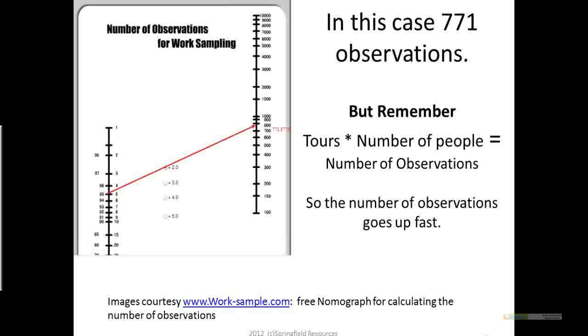Now, that sounds like it's a huge amount of work, but remember, the number of tours times the number of people equals the number of observations. So if you're observing a 10-person shop, each tour gives you 10 observations, whether the people are there or not. So the number of observations tends to go up pretty quickly.